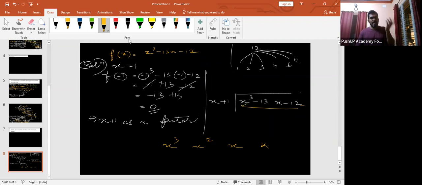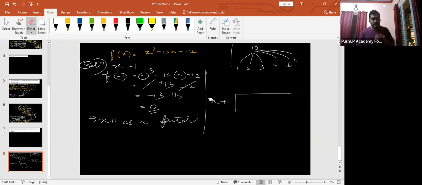Here x cube is there? Yes. x is there? Yes. Constant value is there? Yes. But there is no term containing x square. So there is a gap. Now you have to understand that there exists a gap in the given polynomial, and understanding that, you have to fill the gap. How do we fill the gap? Like this: x cube plus 0 times x square minus 13x minus 12.